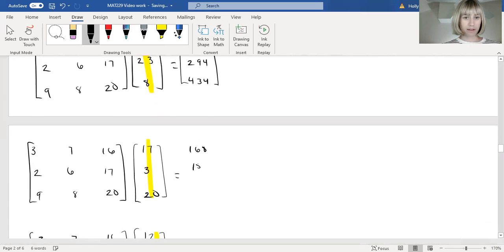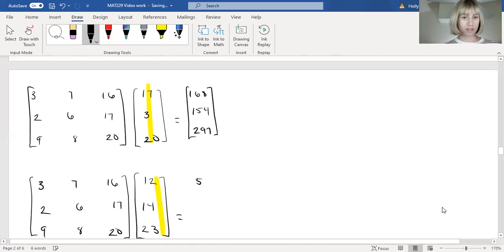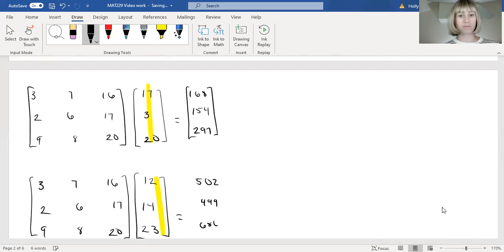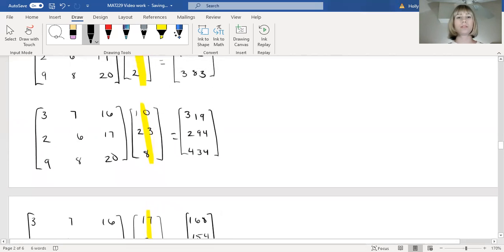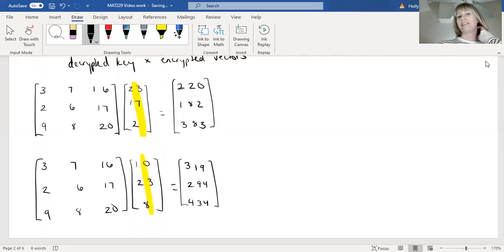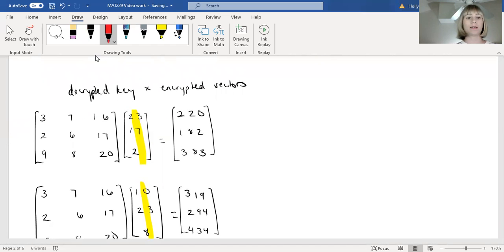We just have one more step after this, and I bet you can predict what that is: to convert these huge numbers back into the range of 0 to 26. The last one is 502, 499, and 680. Okay. All right, so for that last step, let's scroll up to get to the first one. We are going to take the mod of these numbers, just like how we did earlier to get the decrypted key.